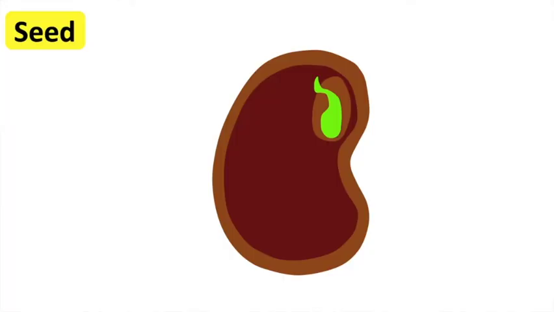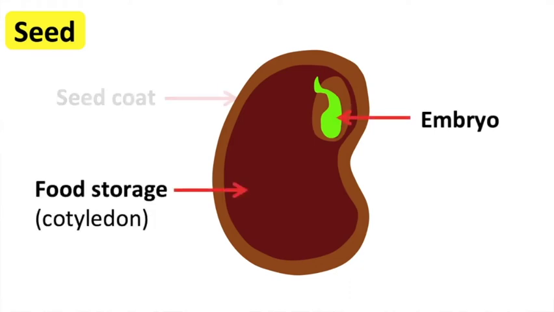Seeds have three main parts: embryo, food store, seed coat. The embryo is an immature plant that will grow to become an adult plant. The food store consists of starch. This is for the young plant to use until it's able to carry out photosynthesis. The seed coat is the protective outer covering.